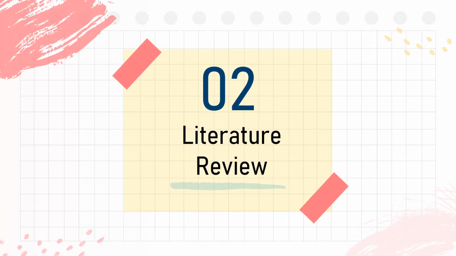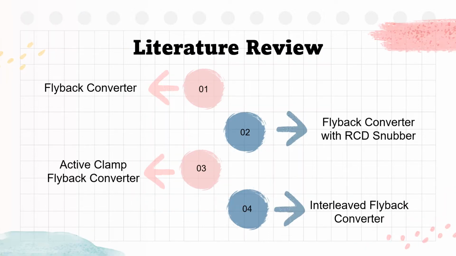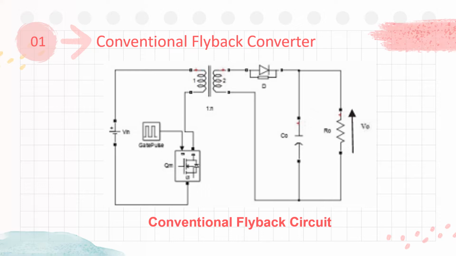Second part, literature review. Literature review will cover 4 types of flyback, which is conventional flyback converter, flyback converter with RCD snubber, active clamp flyback converter, and interleaf flyback converter. This is the basic flyback circuit. The main component consists is input voltage, pulse generator, MOSFET, transformer, diode, output capacitor, and resistor.